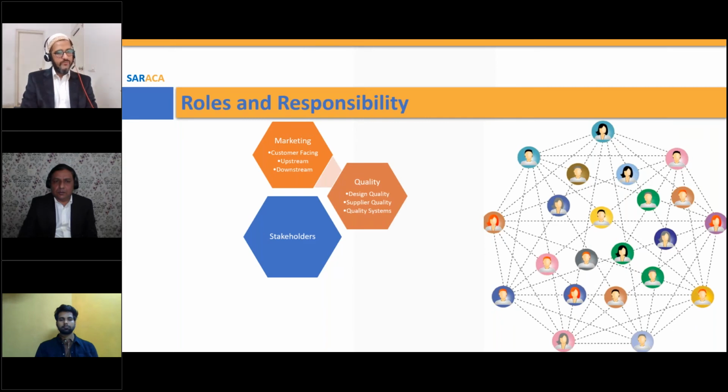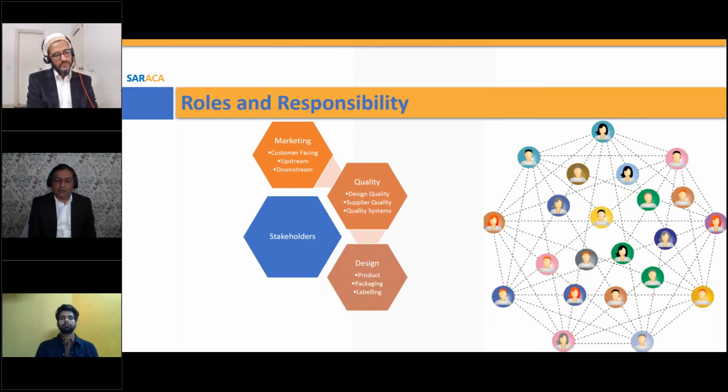Then the quality. Now you have a design team, but I think the quality team should be independent of your design. Sometimes it's not possible to have a different quality department, but even a single person who is overlooking the design requirements for design quality assurance, for supplier quality, for quality systems. This can be a very essential tool as you go through design and development.